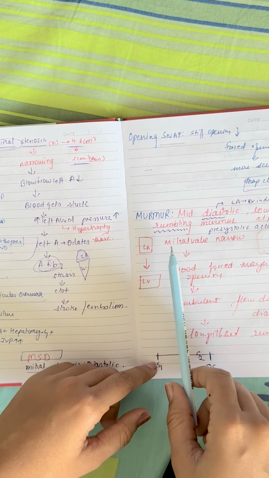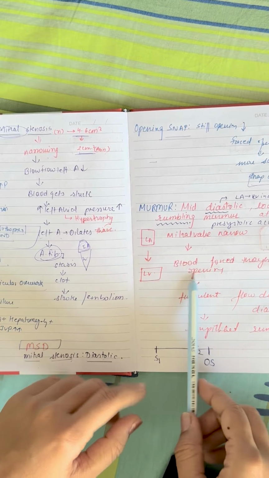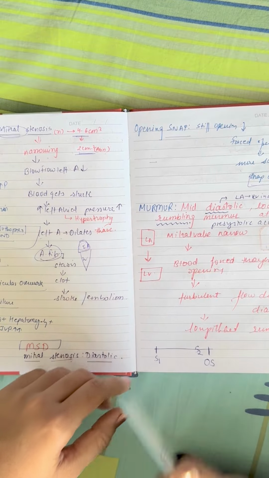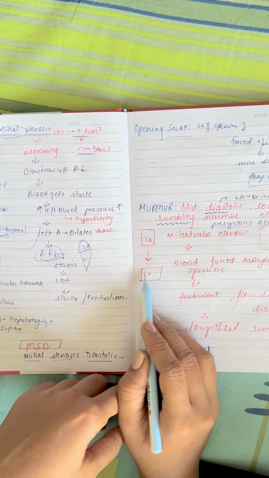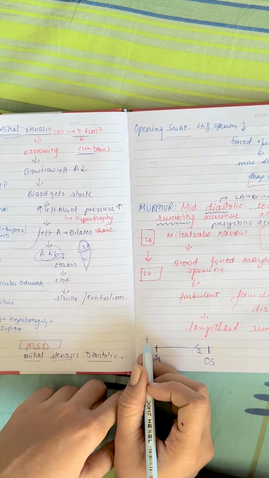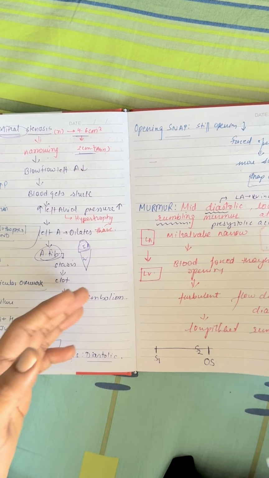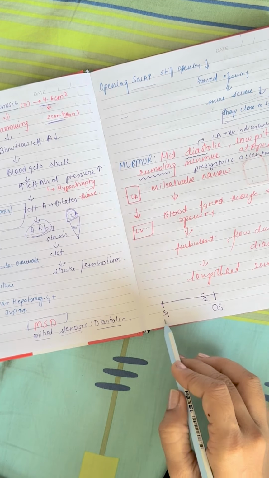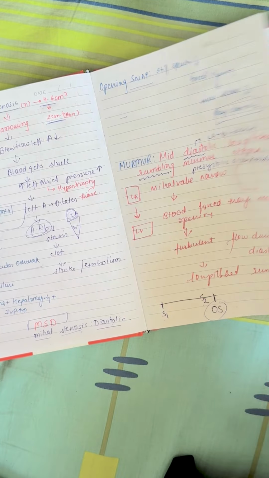Let's see. The mitral valve is really narrow. Blood flows through the small opening, with turbulent flow during diastole. The blood will come downwards, but during the relaxation there is turbulent flow. That's why it causes a low pitched rumbling sound. This is very important, you have to get this in your heart. That is S1, S2, and after that you will hear the opening snap.